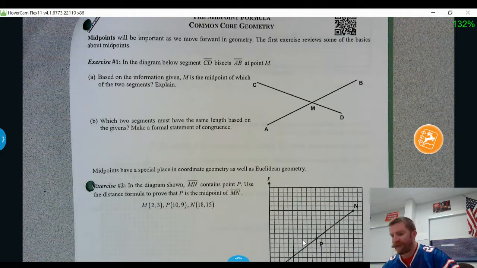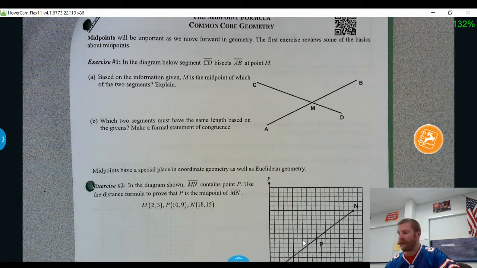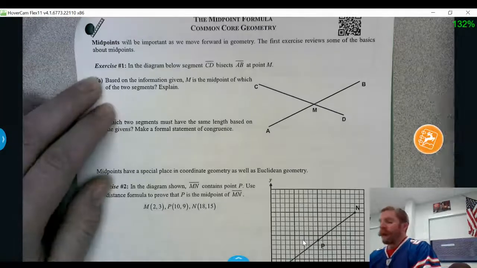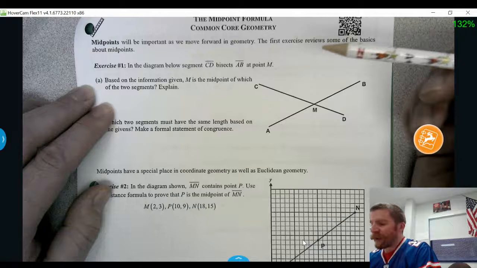We're on page 15 in the green Unit 5 notes packet. So we've talked about midpoint a bunch of times in triangle proofs, stuff like that. So here we go. Midpoints. We're going to try and figure out what that means.